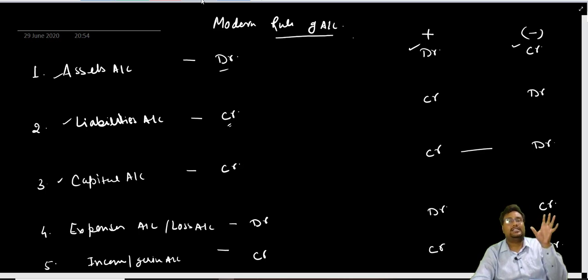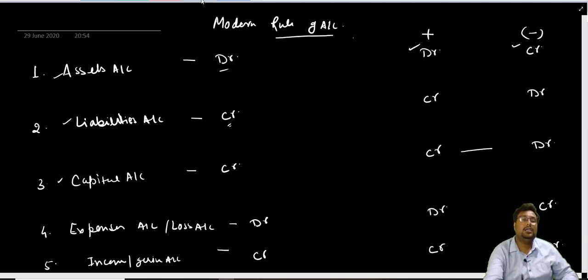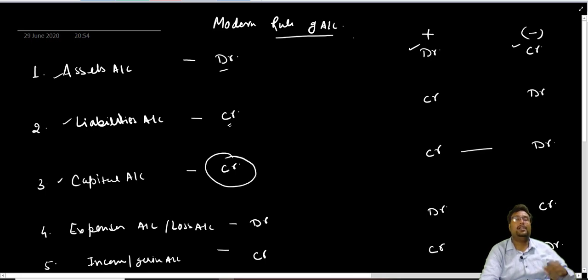So capital nature is credit. When credit increases, it will remain credit. I withdraw capital, I take capital from the business. My capital decreases, and when my capital decreases, it will be the opposite. So capital is credit; when capital decreases, it will be debit. Okay. So this is all about the rules of debit and credit.